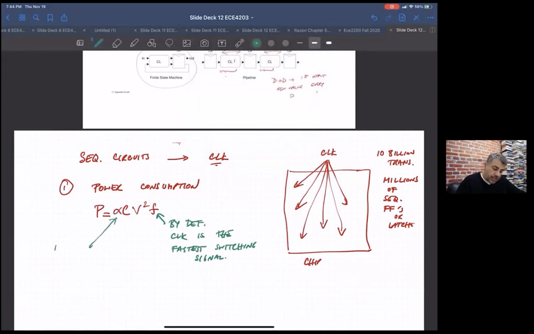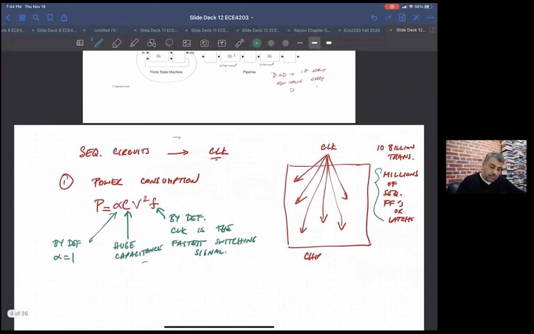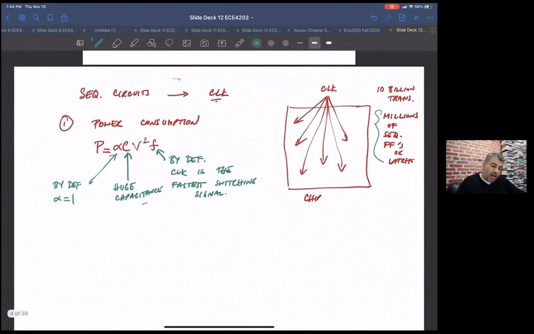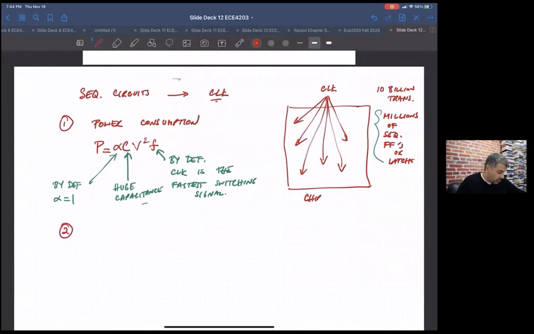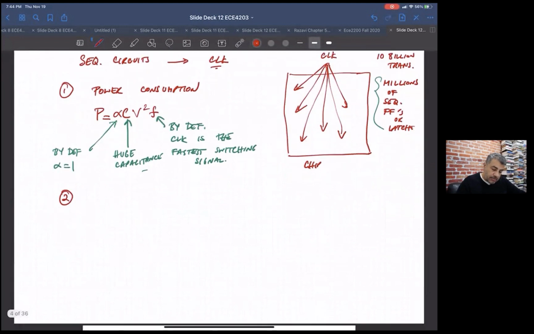So by definition, it's transitioning every clock cycle. So that's not helping you. And because you're driving all these flip-flops, you have a huge capacitance hanging off of this line. So that's problem, or opportunity, number one, challenge number one with clock. Okay, number two is the delay variation.